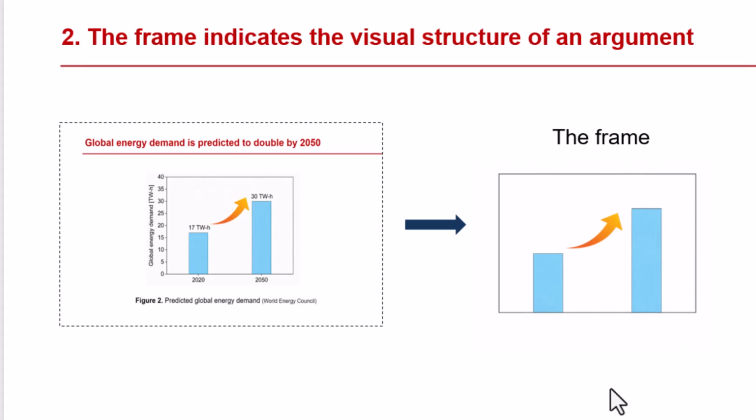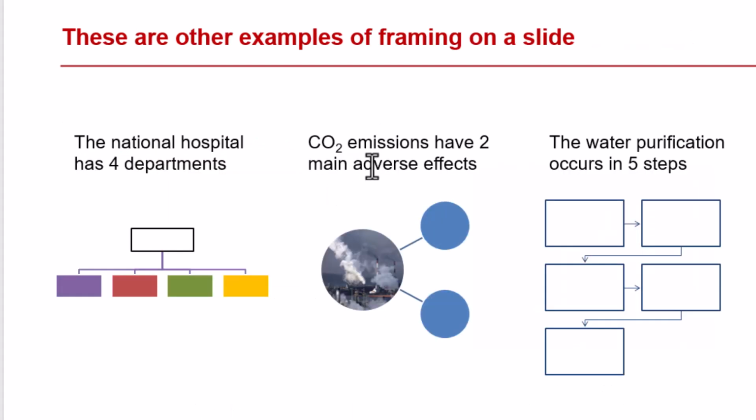And this is the main concept about frame, that it shows you the visual structure of the argument. Even if you don't understand what the numbers in the graph mean, you can understand the structure or how the information is structured. These are other examples of how you can use framing on a slide. For example, we say the National Hospital has 4 main departments. So you have the first box, which is the National Hospital, and then there are 4 different departments. So it shows the relationship between one parameter and others.